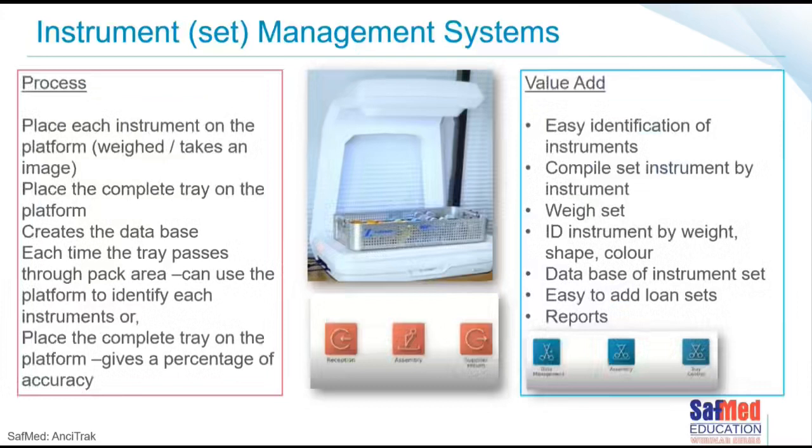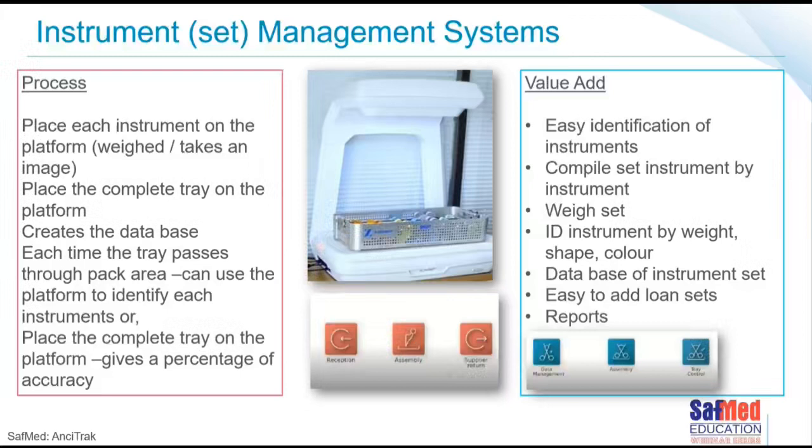So you take the D&C set, you put the first instrument on the tray, the platform weighs it, it takes an image from above, looking at both the shape and the color of the instrument, and it now recognizes it. You attach a name to it, so now it knows that individual instrument. So you do that for each instrument, one by one by one.